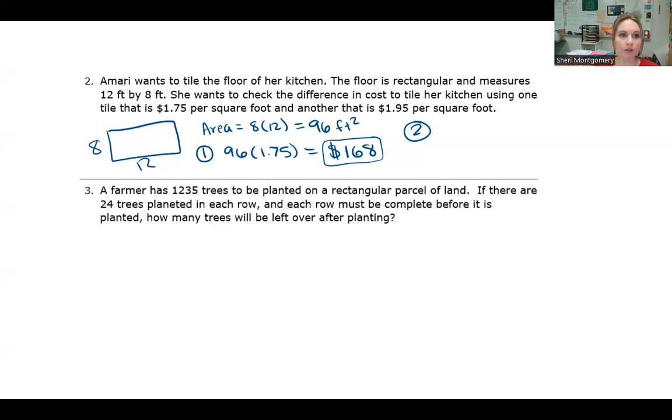The next question: a farmer has 1,235 trees. They need to be planted on a rectangular parcel of land. What is a parcel of land? Yes, large amounts of land. I'm only saying that because parcel isn't a word that we use all the time. So a parcel of land just means a piece of land. If there are 24 trees planted in each row, and each row must be complete before it's planted, how many trees will be left over after planting?